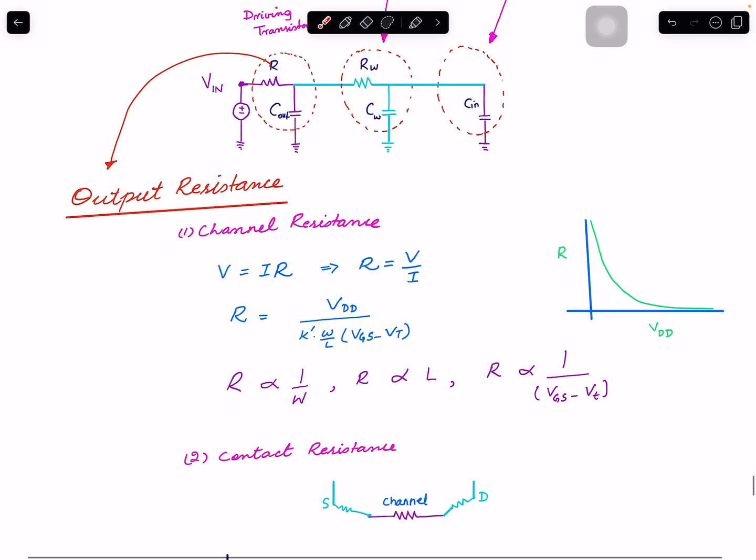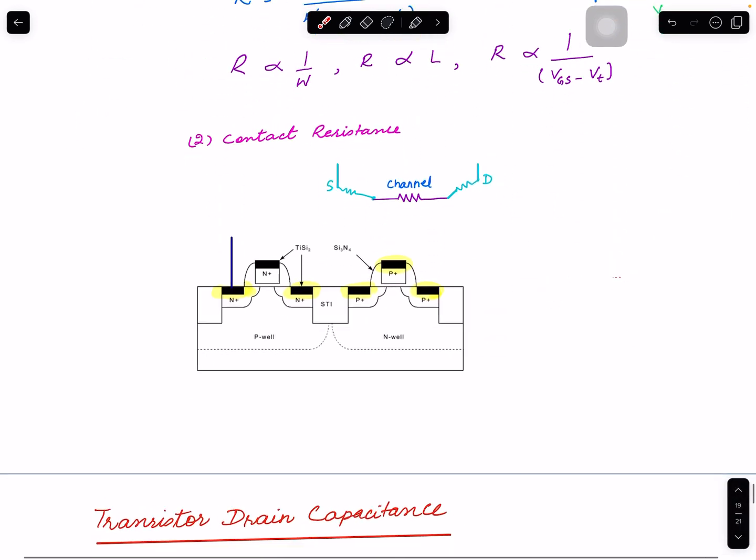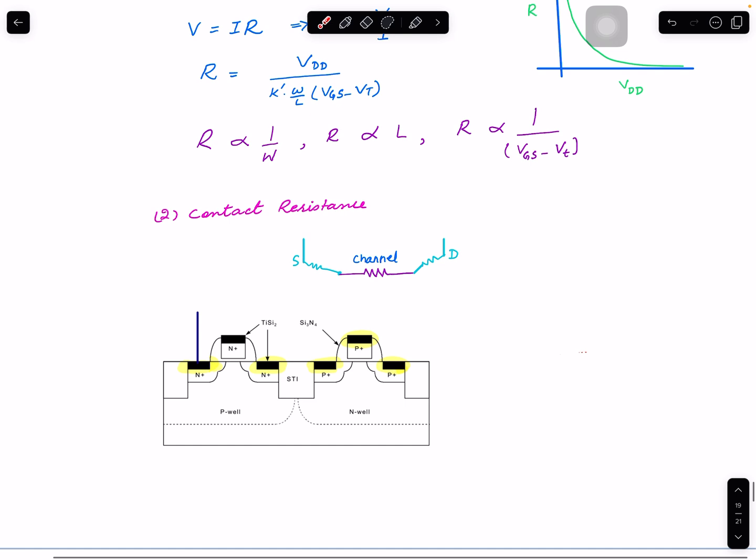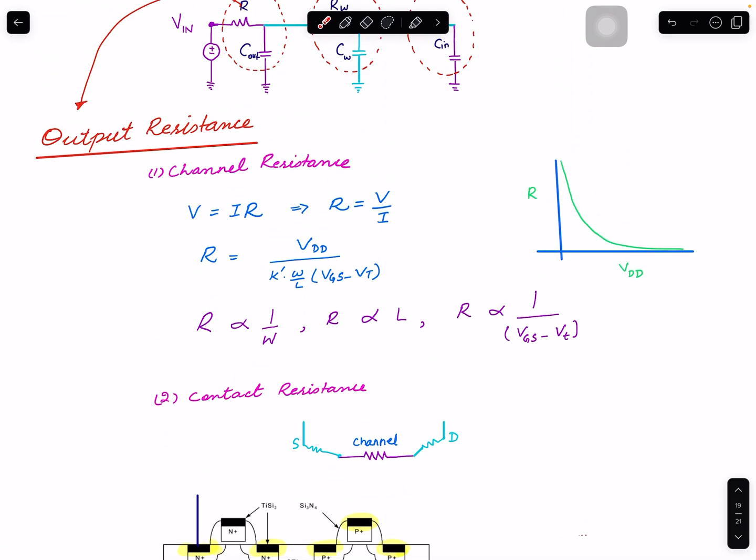The major component is the channel resistance. If this is the current flowing through, the electrons flowing to this side, or current flowing this side, will face some resistance. Now how do we get an idea of that? I will use some equations, and the beauty of the equations is they give you the dependency. You can see how the resistance will change with respect to which variable and in which way, and that's really the beauty of that.